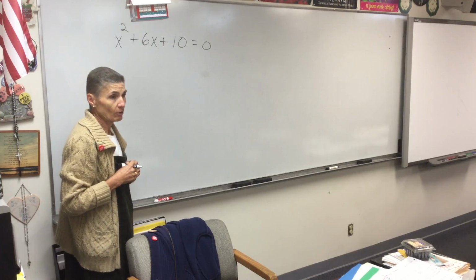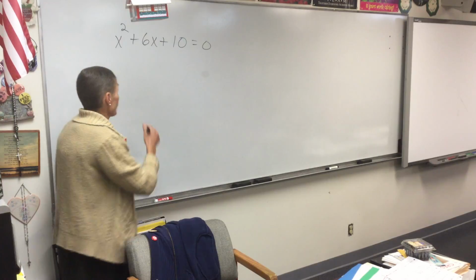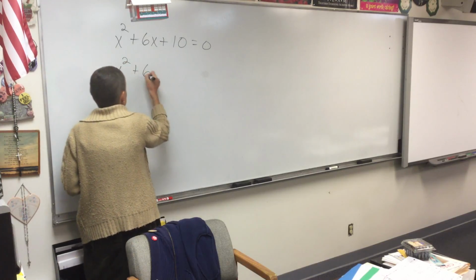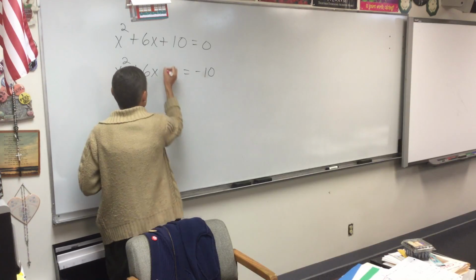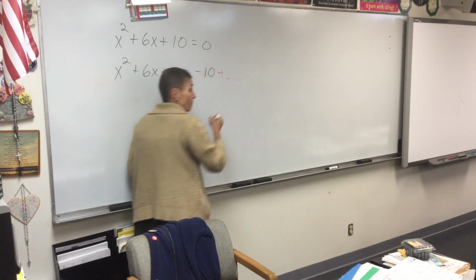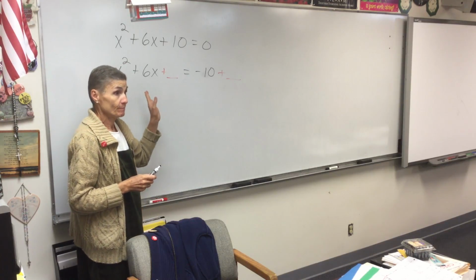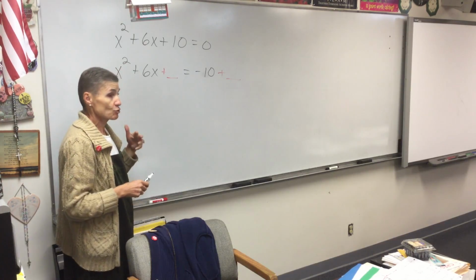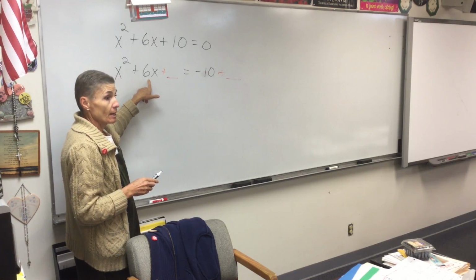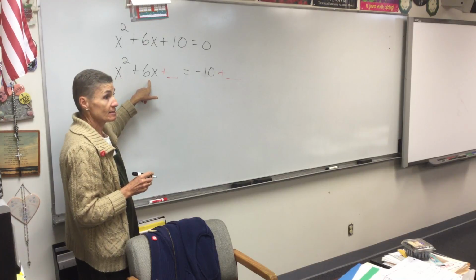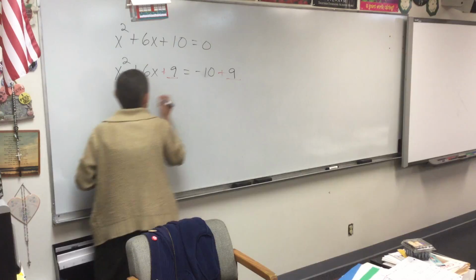All right, we talked about that already, right? We should remember that. How do we complete the square? First thing we have to do is move the 10 over because we are making room for this extra number we're going to add in, right? Now we got to figure out what that extra number is. So remember how we do that? Half of 6 is 3, squared is 9. So I'm going to add 9 to both sides.